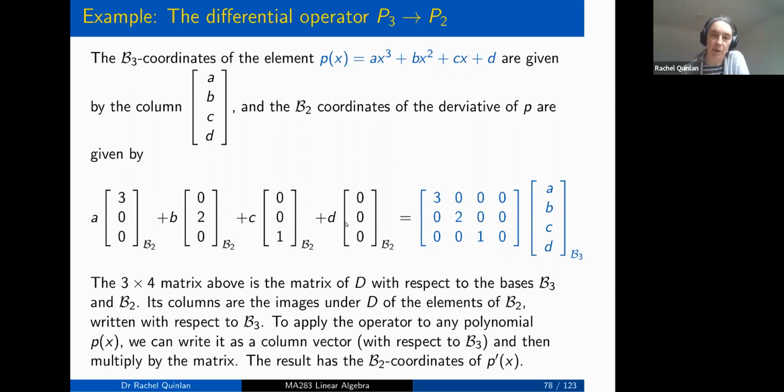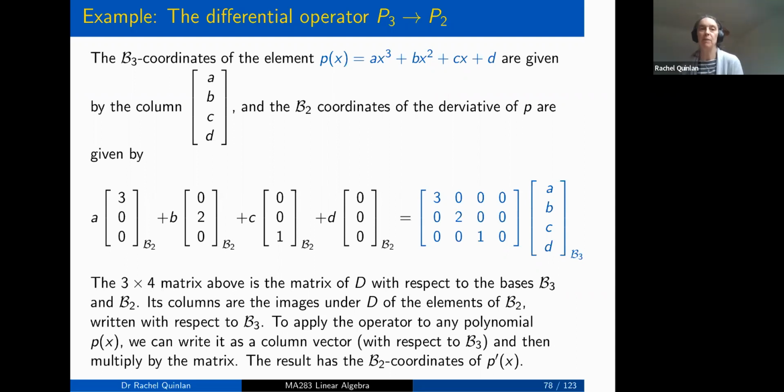So this is nothing but the product of the 3 by 4 matrix, whose columns are the images under the differential operator of the basis elements from P3, written with respect to the basis elements from P2. So we have exactly the same thing happening. This differential operator, we're regarding it as being a linear transformation from P3 to P2, from polynomials at most cubic to polynomials at most quadratic.